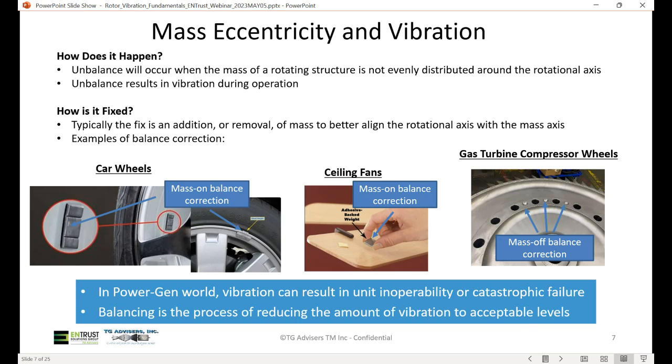In the power gen world, vibration can result in unit inoperability or catastrophic failure. Balancing is the process of reducing the amount of vibration to acceptable levels.